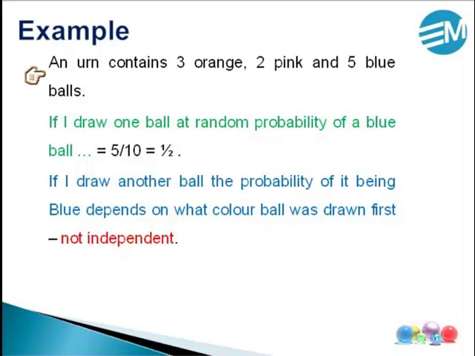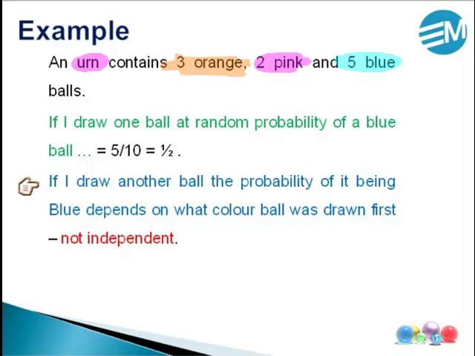For example, there is an urn. You know what an urn is? Urn means a bag kind of thing. It contains 3 orange, 2 pink, and 5 blue balls. If you draw one ball out of it randomly and the first ball is blue, what will be its probability? 5 over 10, that is half.